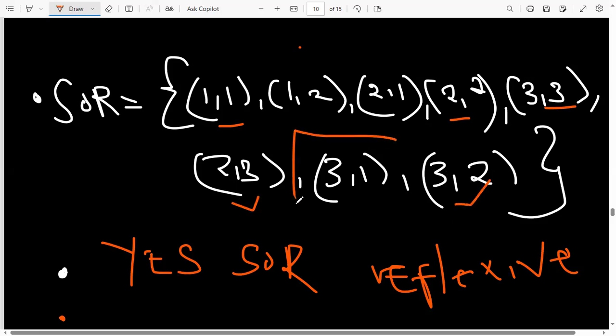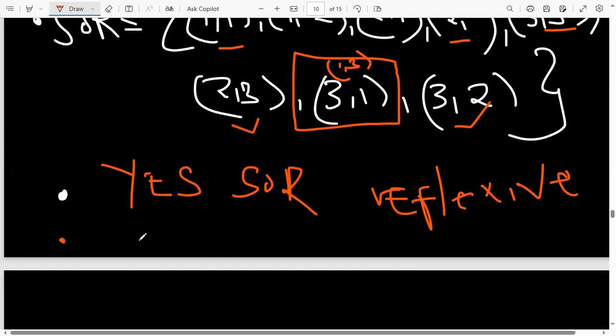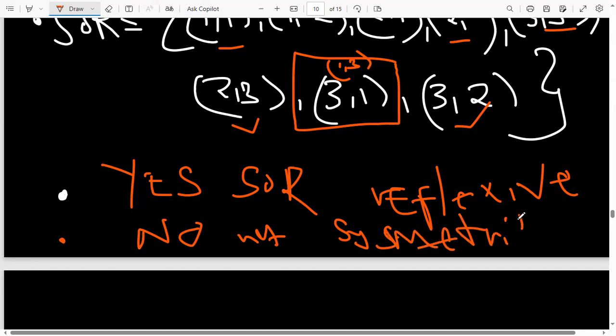But let's look at this guy here. He's lonely now. Okay, so 3, 1 is here. If this relation has to be an equivalence, it has to be symmetric. Then it means that we must have 1, 3 somewhere here. But we see that in this relation we don't have a 1, 3. So we can say no. Not symmetric. Okay, so we can state the reason there.